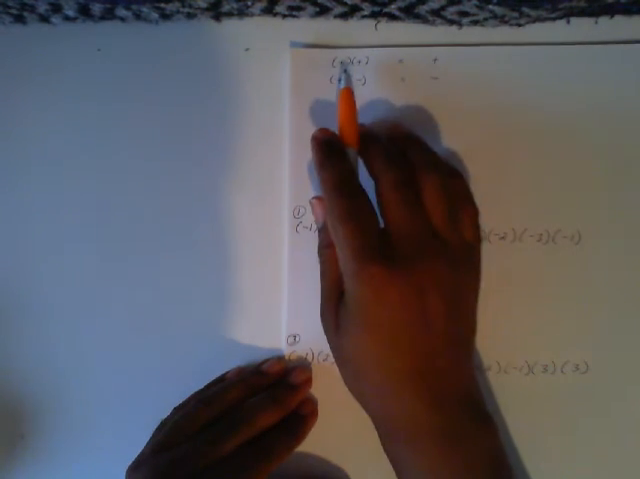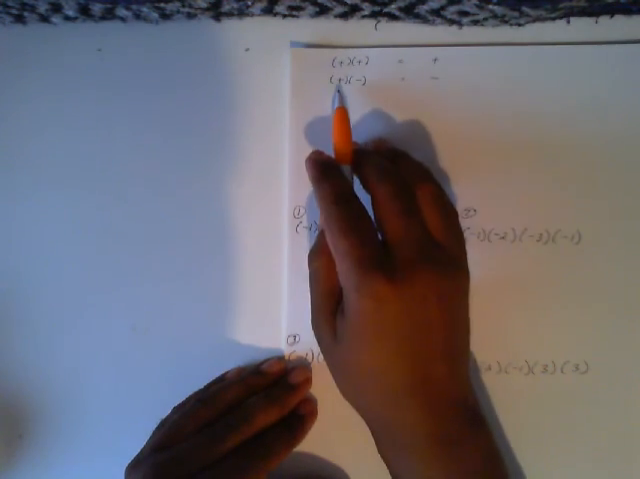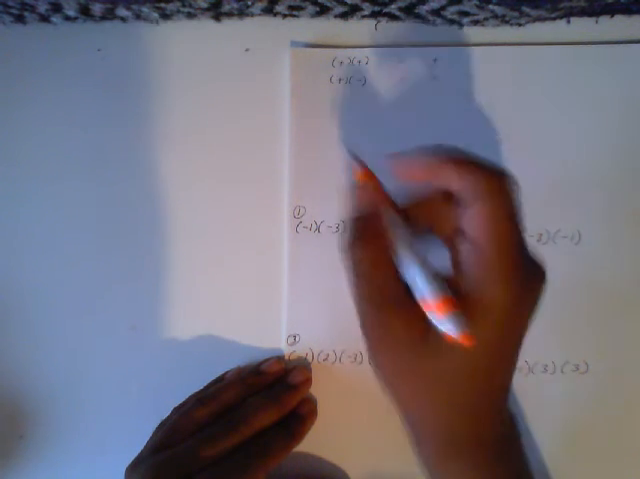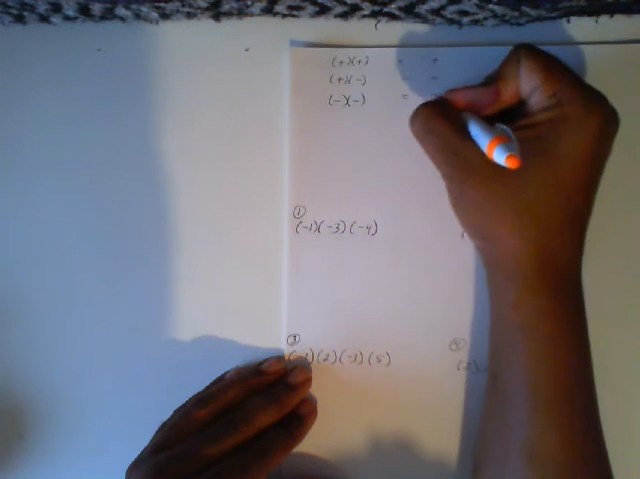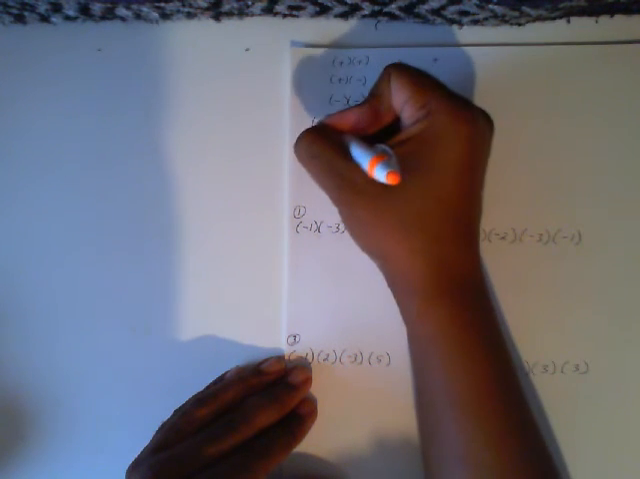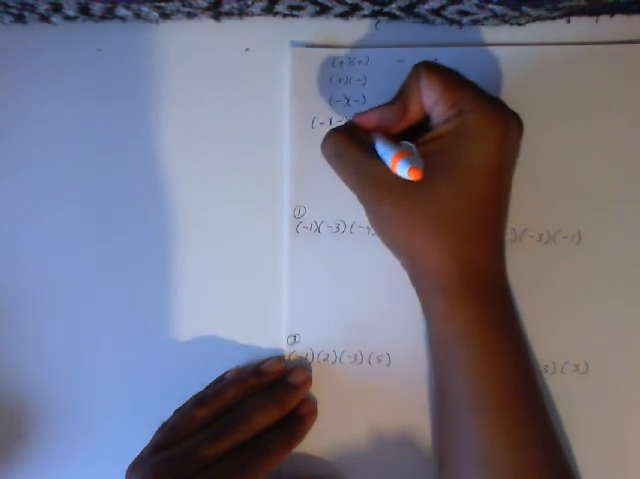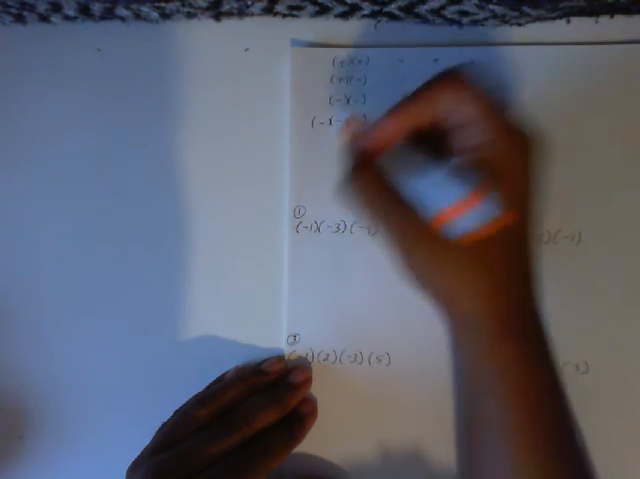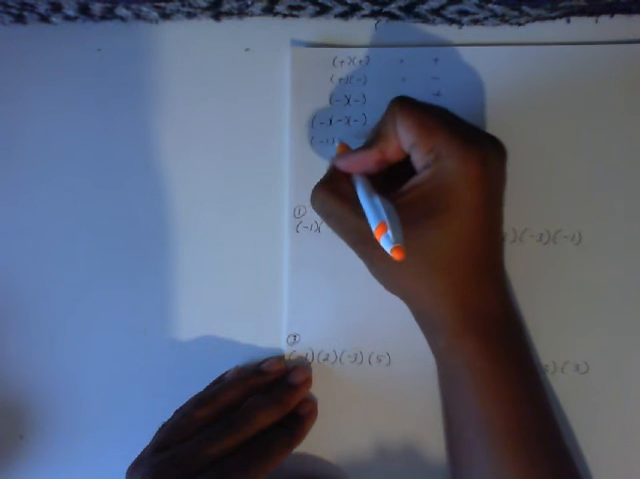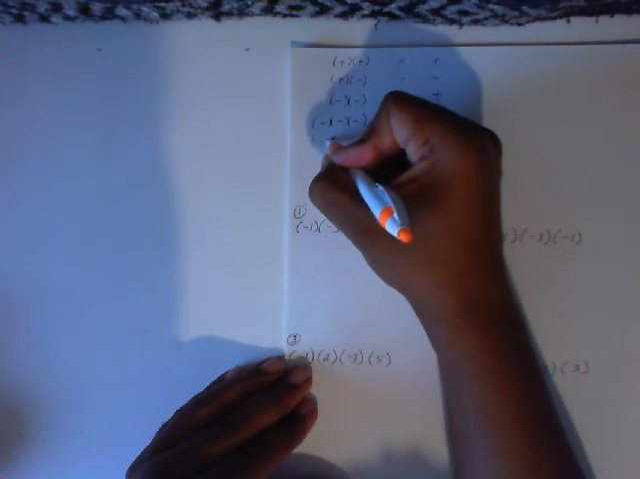Okay. Rules for multiplication. First rule is positive times positive is positive, and positive times negative is negative. Furthermore, we can say negative times negative is positive, and a negative times a negative times a negative, the rule for that is negative. And let's go one more rule. Negative times a, I'm sorry, it should be a negative.